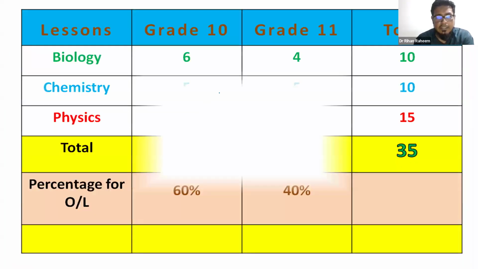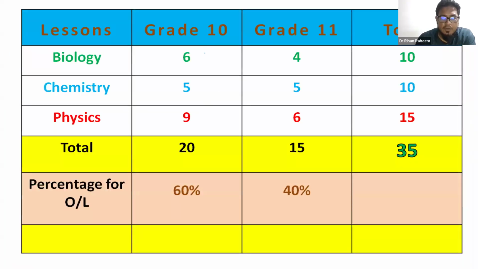When you look at the content-wise breakdown, in grade 10 we have 6 biology lessons, 5 chemistry lessons, and 9 physics lessons. So the majority of your grade 10 is going to be physics, totally 20 lessons. In grade 11, there will be only 4 bio lessons, 5 chemistry lessons and 6 physics. They are also mostly physics. So out of your full syllabus: 10 biology, 10 chemistry, 15 physics.